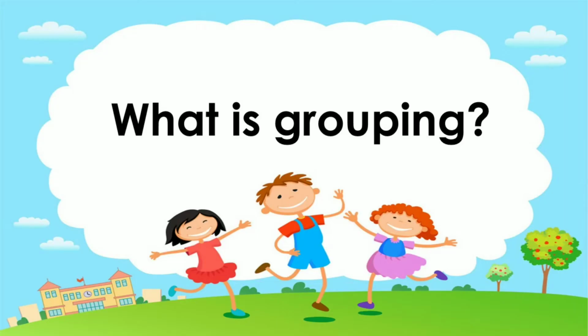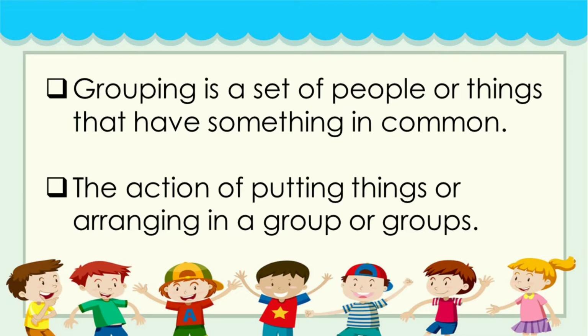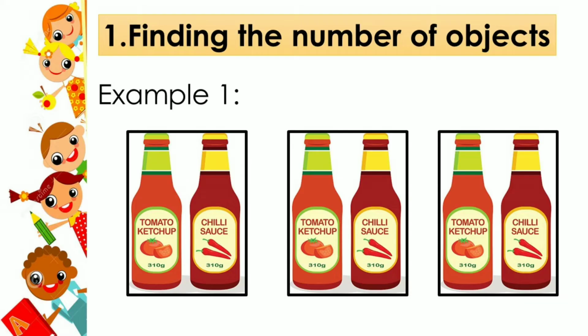What is grouping? When we say grouping, it is a set of people or things that have something in common. The action of putting things or arranging in a group or groups. First one is finding the number of objects. Look at the pictures below.